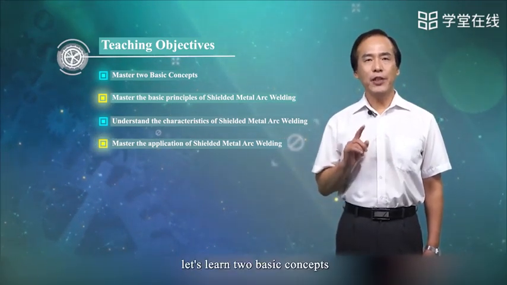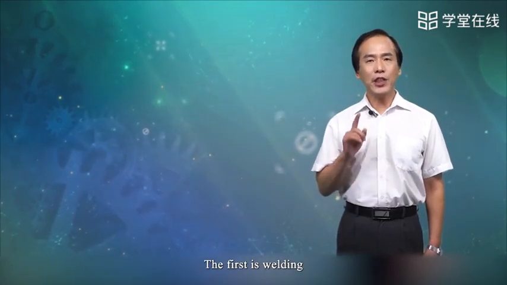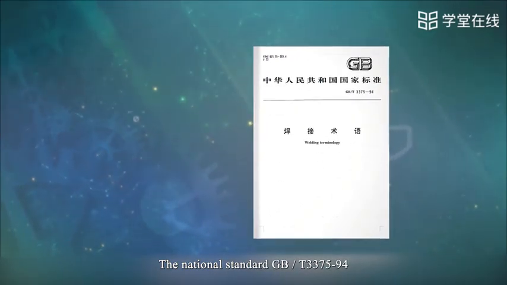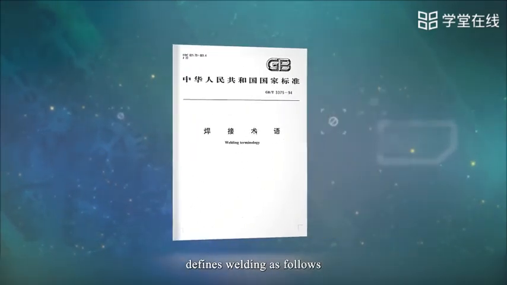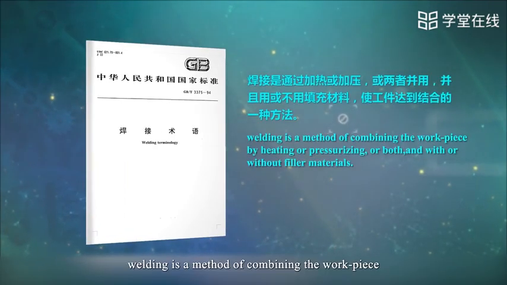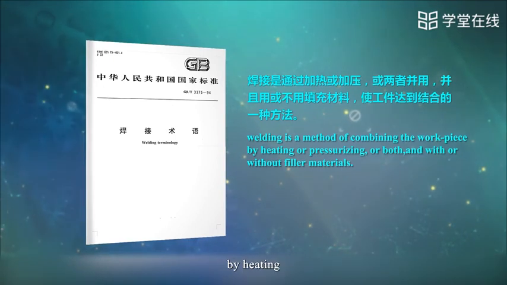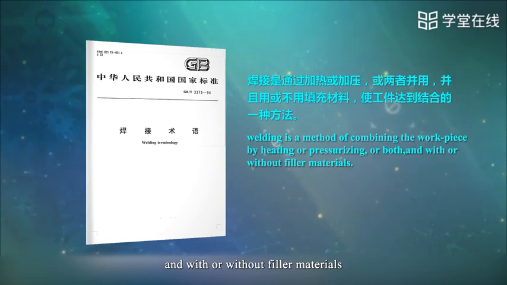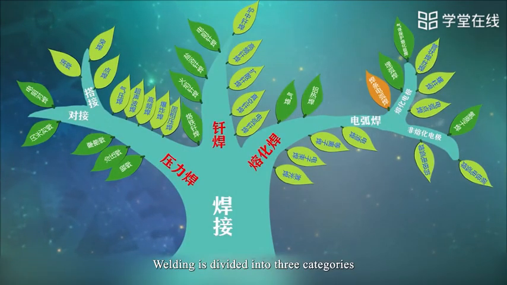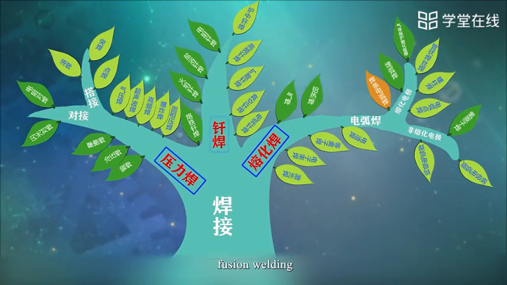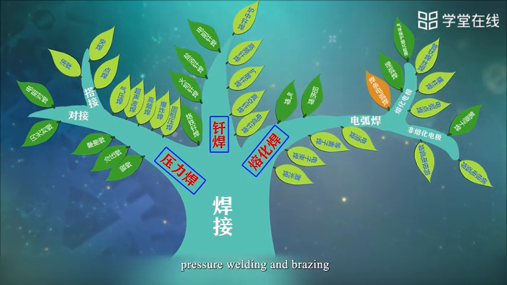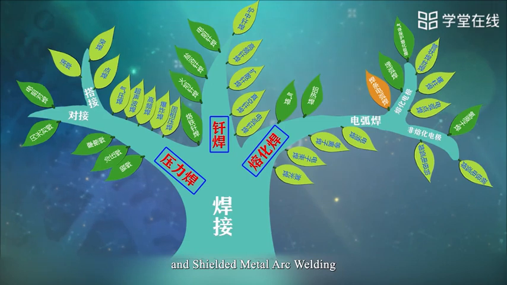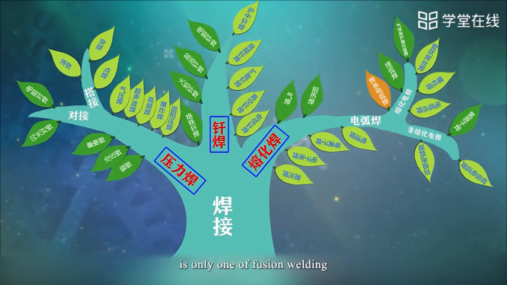First of all, let's learn two basic concepts. The first is welding. What is welding? The national standard GB/T 3375 defines welding as follows. Welding is a method of joining workpieces by heating, pressuring, or both, and with or without filler materials. Welding is divided into three categories: fusion welding, pressure welding, and brazing. There are several welding methods in each category, and shielded metal arc welding is only one of fusion welding.